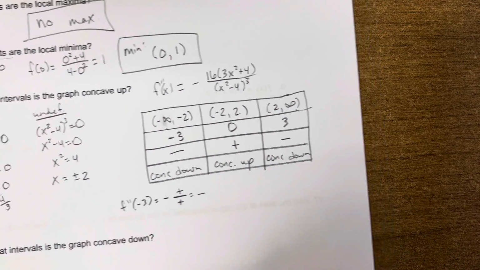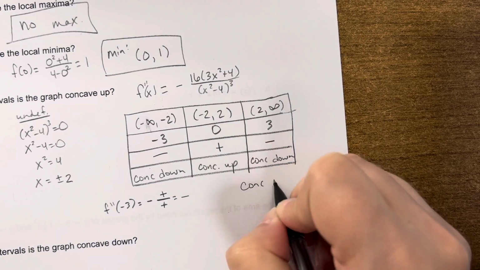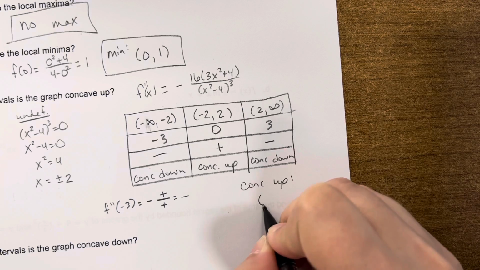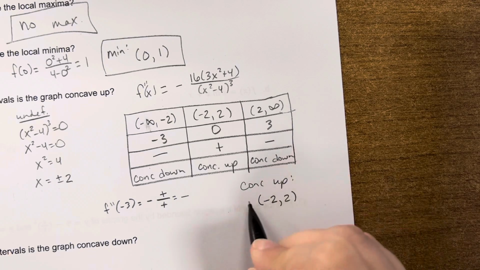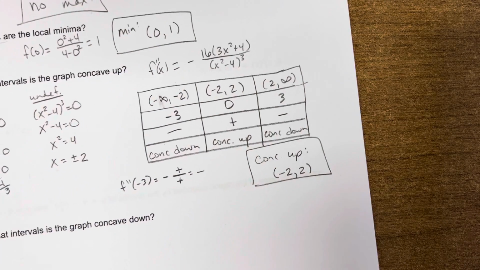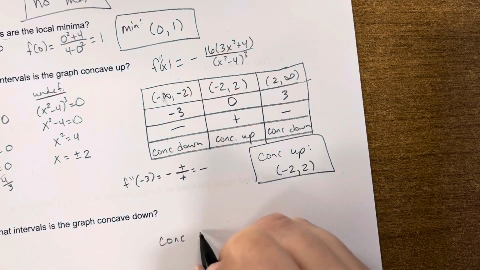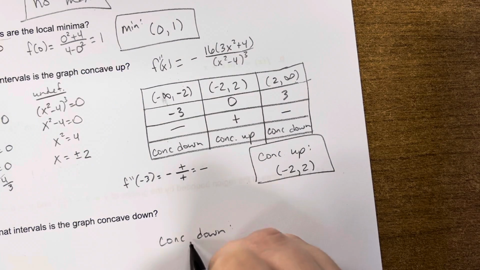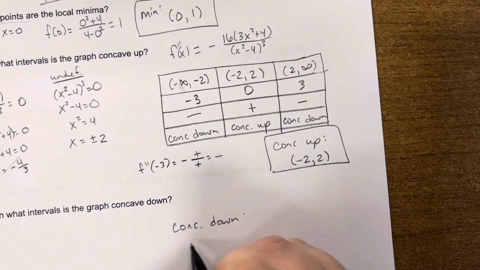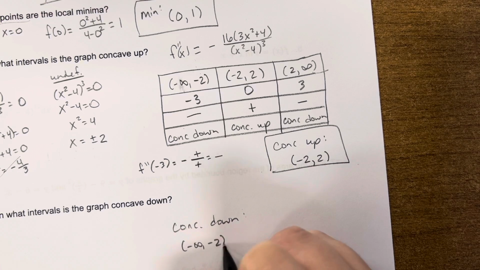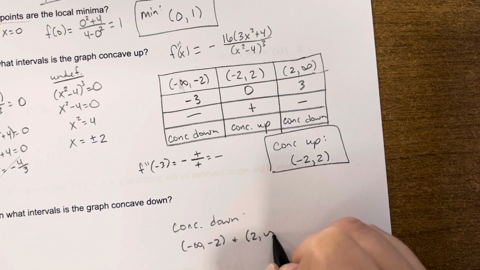So they want to know, when is it concave up? It's concave up on the interval from -2 up to 2. When is it concave down? It is concave down on 2 intervals, -infinity up to -2, and 2 up to infinity.